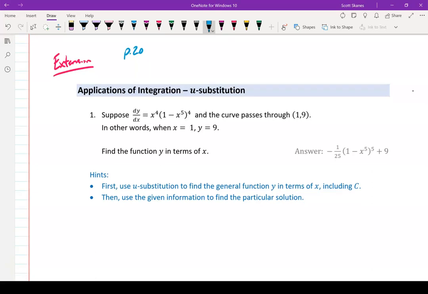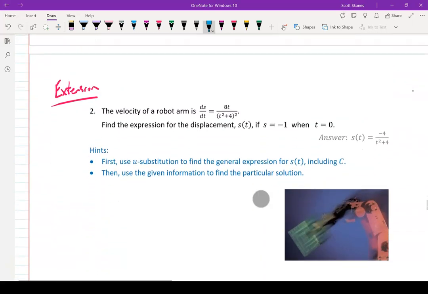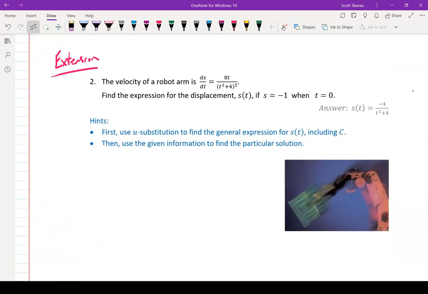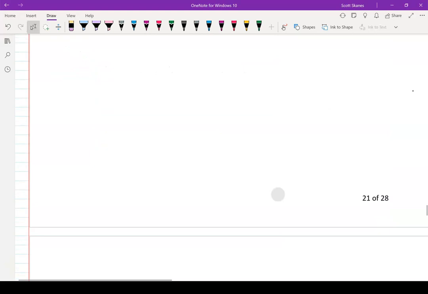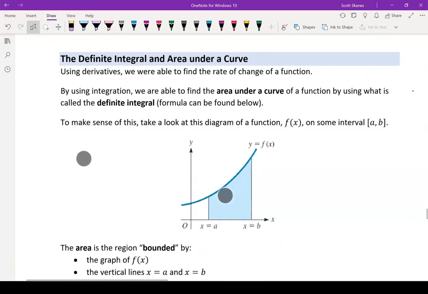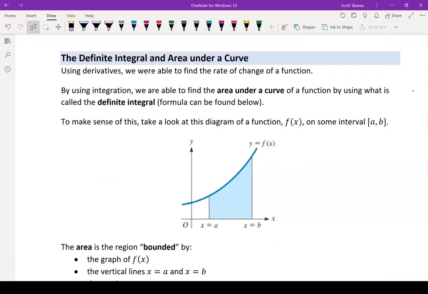So this is page 20, and page 21, same deal. It's the extension, and we're going to skip it, but I have done the full solution online if you want to take a look at the answer key.